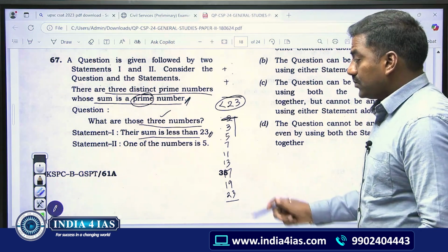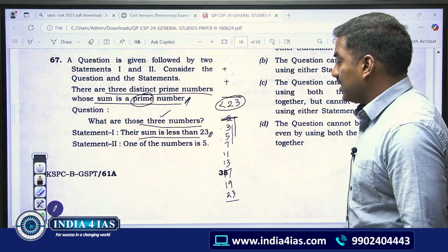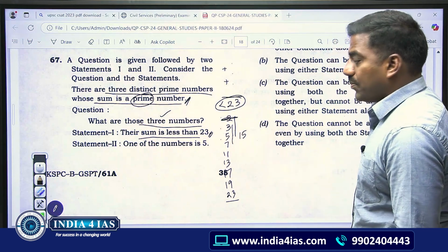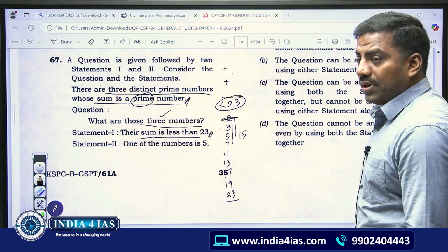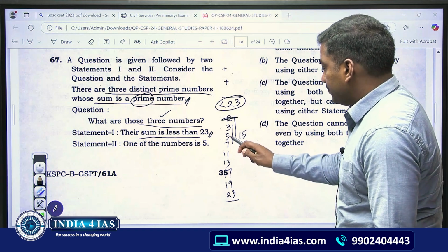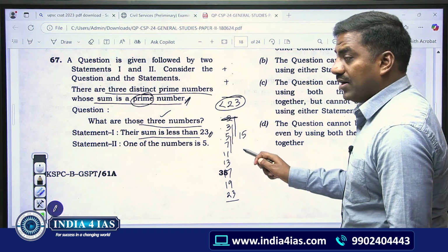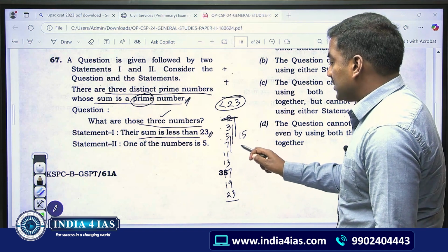So now 3 plus 5 plus 7. 3 plus 5 plus 7 is 15. This is not a prime. I'll go for the next few numbers. 5, 7 and 11. 5 plus 7 is 12. 12 plus 11 is 23.